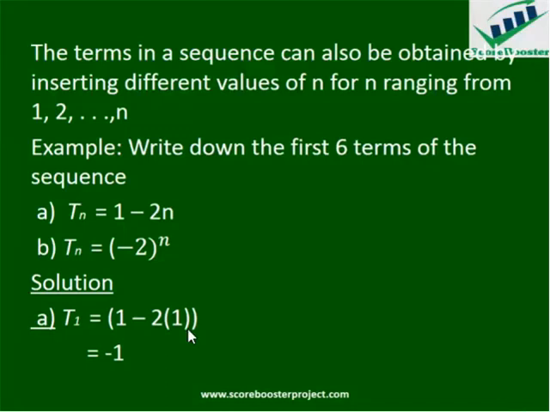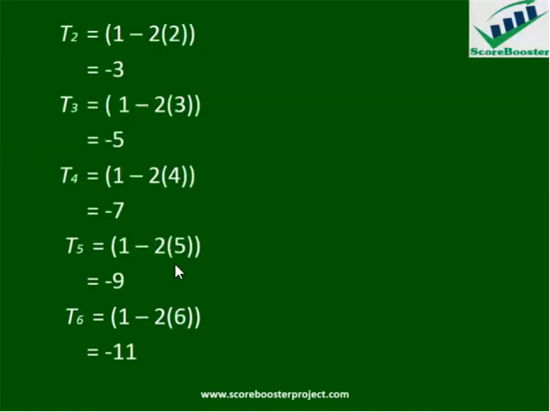When we substitute n equals 1, we have 1 minus 2 multiplied by 1, and 2 multiplied by 1 gives 2, 1 minus 2 gives negative 1. The second term is 1 minus 2 multiplied by 2, 2 multiplied by 2 is 4, 1 minus 4 gives negative 3. The same applies to the third term, 1 minus 2 multiplied by 3, which is 1 minus 6, to give negative 5. The fourth term, 1 minus 2 multiplied by 4, which is 8, 1 minus 8 is negative 7. The fifth term, 1 minus 2 multiplied by 5, which is 1 minus 10, to give negative 9.